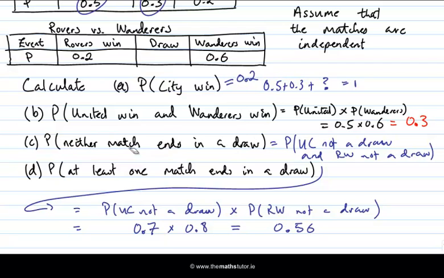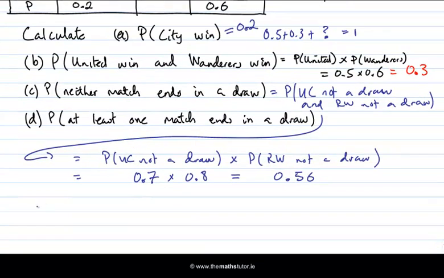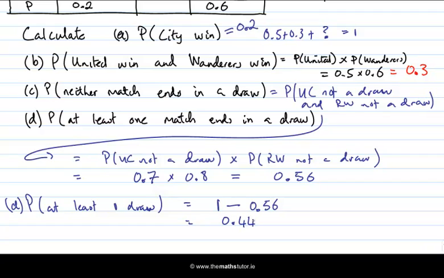So what that means is that there's a nice relationship between the probabilities. The probability of at least one draw is going to be 1 minus the probability of neither match ending in a draw, and we just worked that out to be 0.56. So for part D, we get 1 minus 0.56, and that's 0.44. So the probability that at least one of the matches ends in a draw is 0.44.